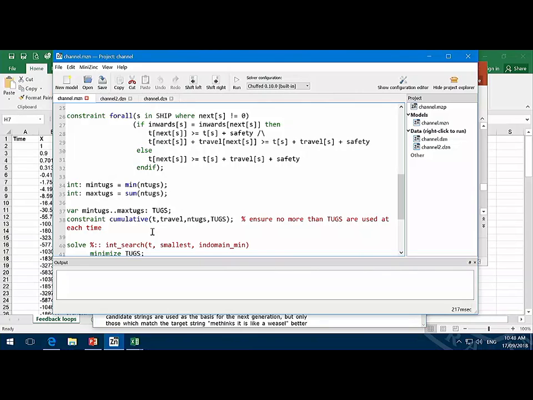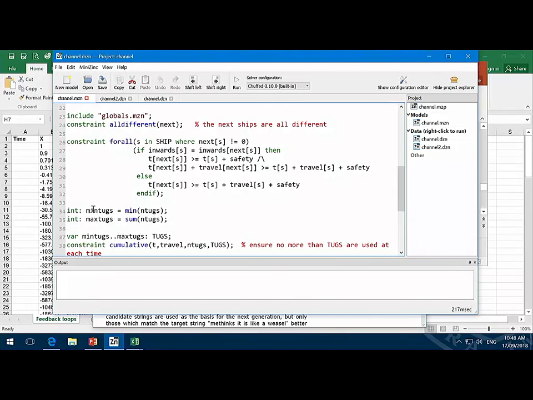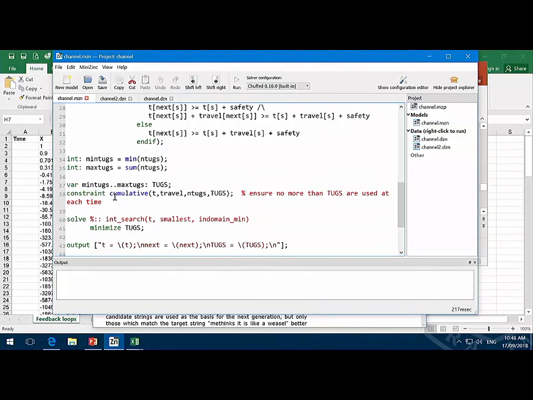It says, if these are the start times of some jobs, some tasks, and these are the durations of those tasks, which is the travel time, and this is the resource usage of each of those tasks, then this counts the maximum number of resources we ever need at one time, which is exactly counting how many tugs we ever used at one time. And now we're just going to minimise the number of tugs. We're going to ask the solver to solve this minimising the number of tugs, because that's what we want to know. How do we do this with the least number of tugs?